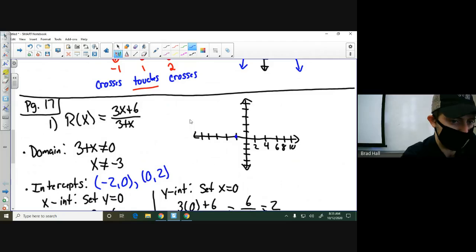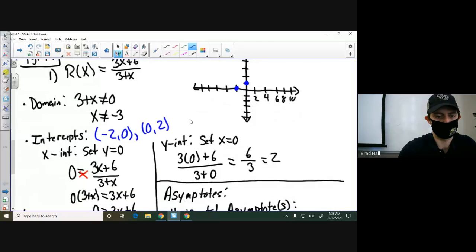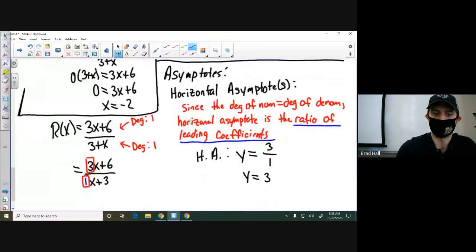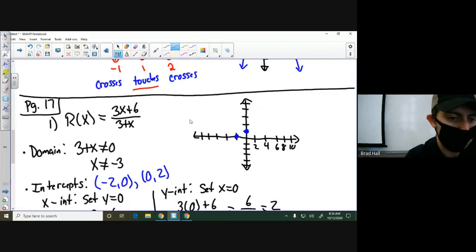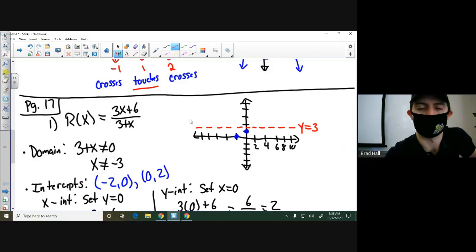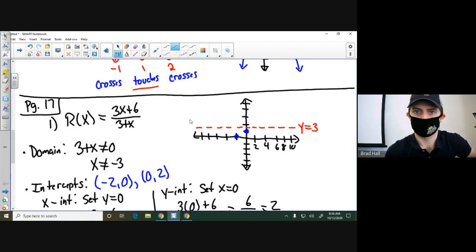We can go ahead and start plotting the intercepts. And we just figured out that the horizontal asymptote is y is equal to 3. So that means at 3, we're going to have one of these dotted lines. Just means a barrier. So we're slowly building the graph.